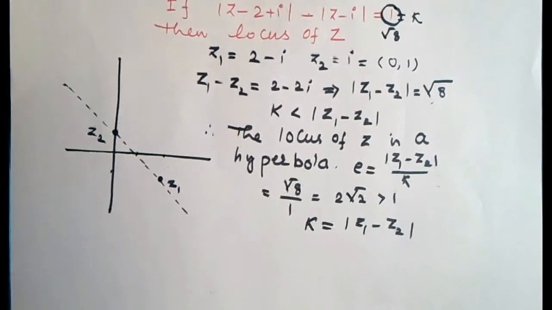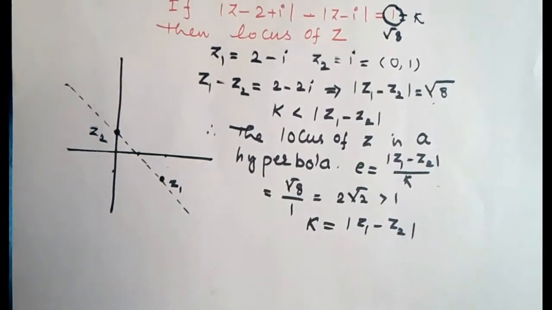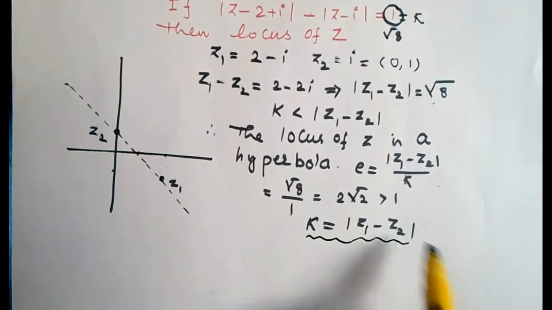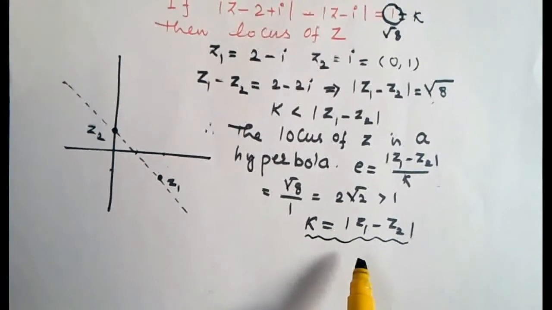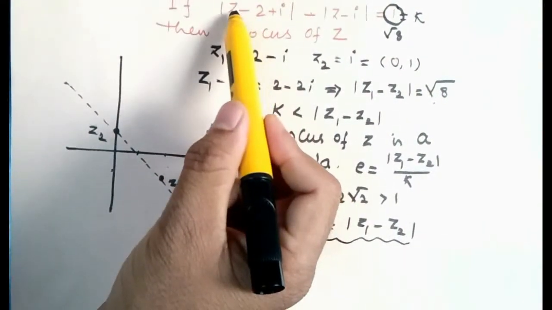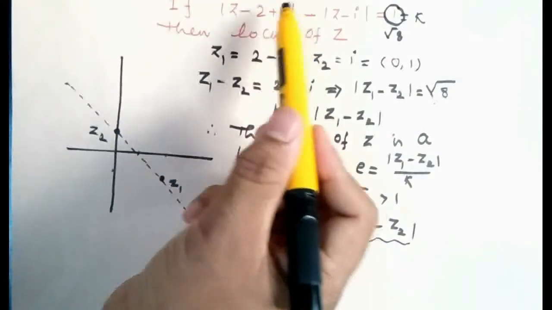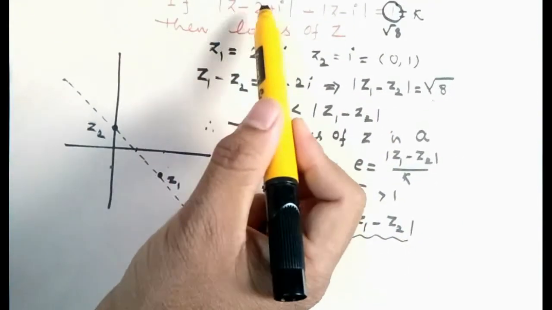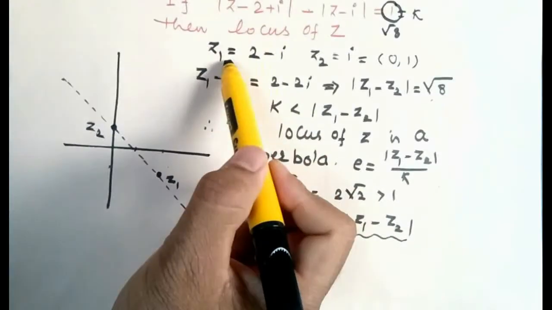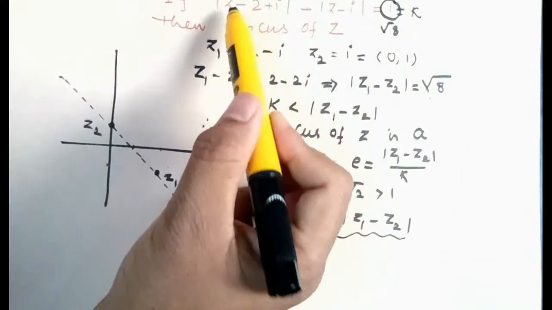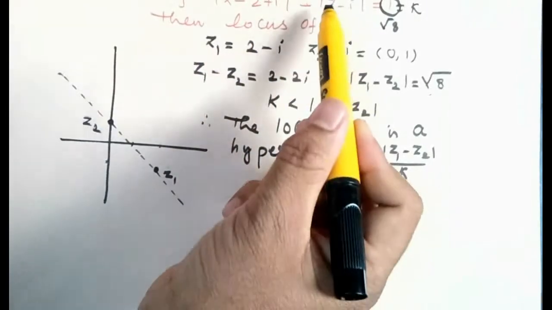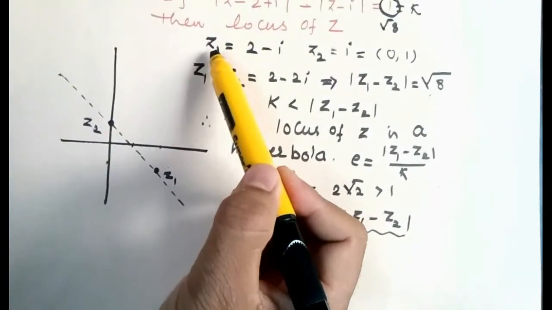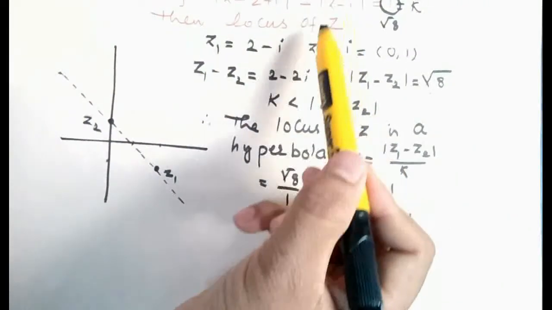So where is our locus? How to know that line, or how to know that ray? Whenever K is equal to modulus of Z1 minus Z2, the locus of Z is a ray. Now you see the first value, modulus of Z minus 2 plus I, should be more than modulus of Z minus I. So Z should be away from the point Z1. That means the distance from Z to Z1 should be more than the distance from Z to Z2. Once again I repeat, the distance from Z to Z1 should be more than the distance from Z to Z2.